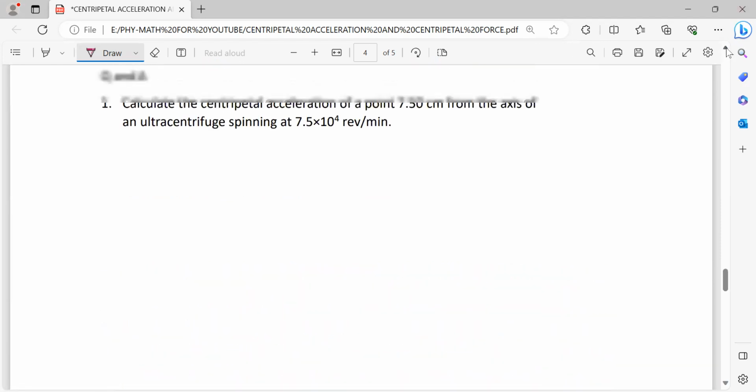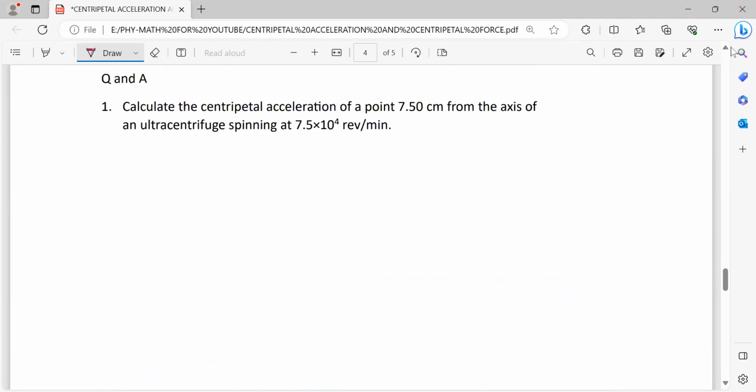Now we are going to discuss several questions. Number one, calculate the centripetal acceleration of a point 7.5 centimeters from the axis of an ultracentrifuge spinning at 7.5 times 10 to the power 4 revolutions per minute. Okay, so we have to identify first: R is 7.5 centimeters.